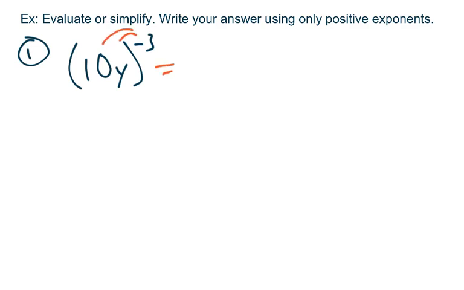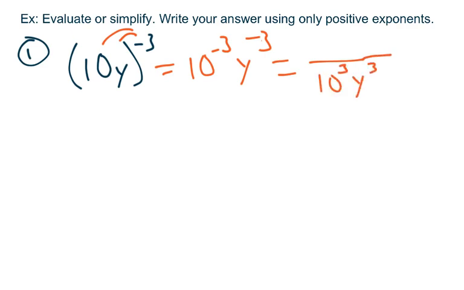Okay, so this becomes 10 to the negative third, y to the negative third, because we do have that power to a, or product to a power property. And now we need to make these exponents positive. This is not positive 3. That's a bad negative sign. Negative 3. Okay. Both of them have negative exponents, which means both of them are going to head down to the other side of the fraction. 10 to the third, y to the third.